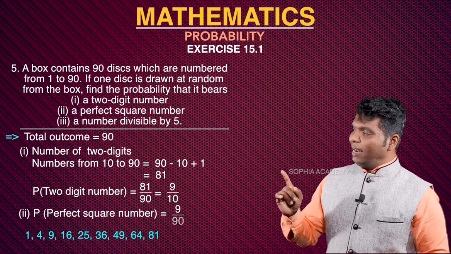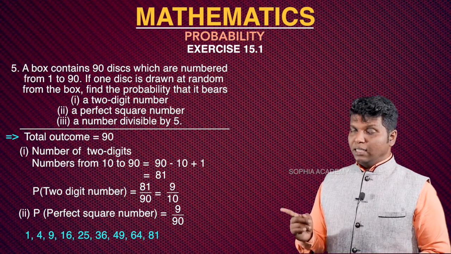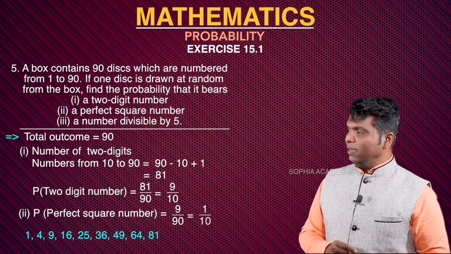So we will say 9 out of 90, so 9 divided by 90. Again, you can cut it by the table of 9 and you will get 1 by 10.